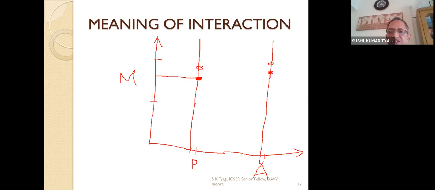Now we join these points: science to science, and non-science to non-science. So we get a graph like this. This line represents science students and this line represents non-science students.